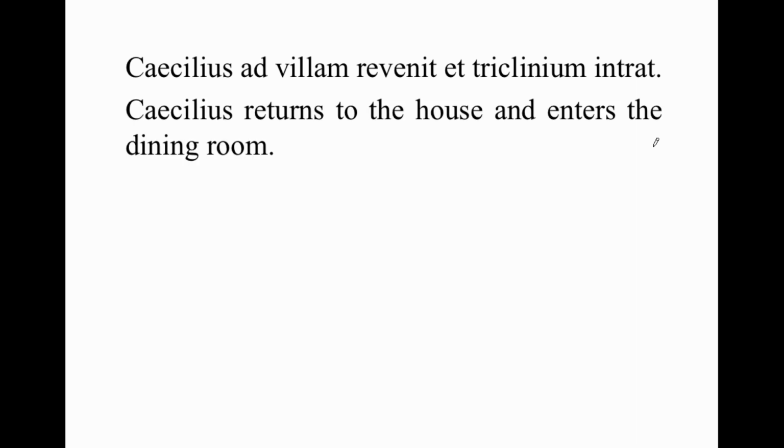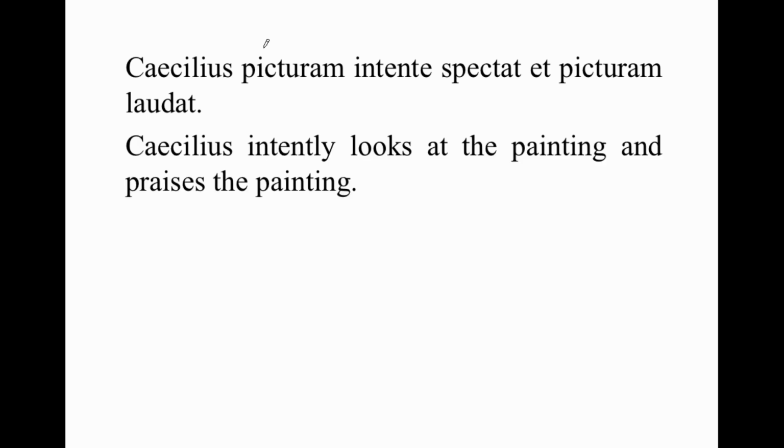Caecilius ad villam revenit et triclinium intrat. Caecilius returns to the house and enters the dining room. Again, I'm going to keep pressing this because it's important. This accusative is the direct object. This accusative is the correct form after the preposition ad. Caecilius picturam intente spectat et picturam laudat. Caecilius intently looks at the painting and praises the painting.